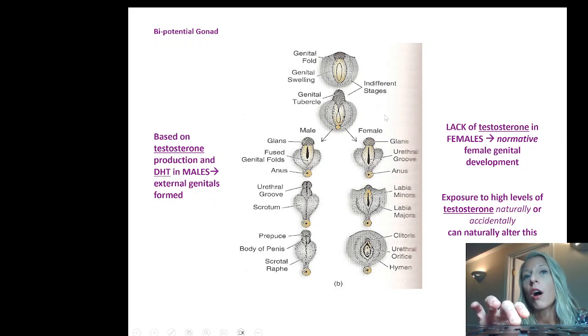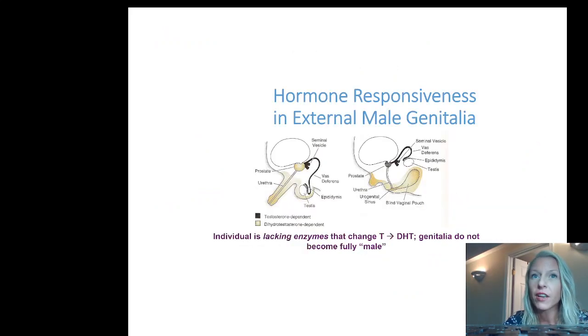Now, if you are an XX female or an XY individual who cannot see testosterone, okay, that genital tubercle is going to turn into the head of the clitoris, and those genital folds are eventually going to form the labia majora and minora, okay, where if we zipped them together, we'd get the scrotum. Okay. And here, for females, exposure to high levels of testosterone, naturally or accidentally, can actually alter this, and it affects brain development. We'll get to brain development in a minute.